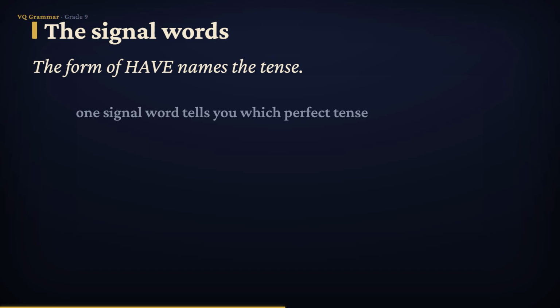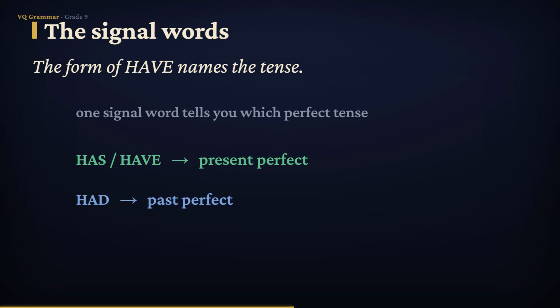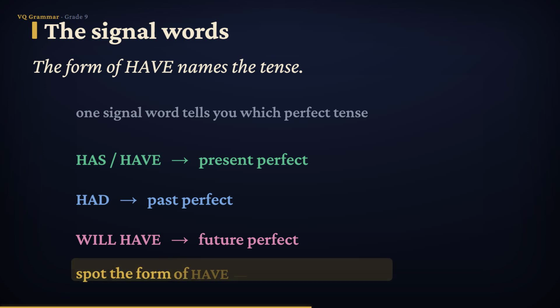It tells you instantly which tense you're in. If you see has or have in front of the participle, you're in the present perfect. If you see had, you're in the past perfect, the earlier of two past actions. And if you see will have, you're in the future perfect, pointing to something finished before a future moment. So don't hunt for the whole meaning first. Just spot the form of have sitting in front of the participle, and it will name the tense for you.